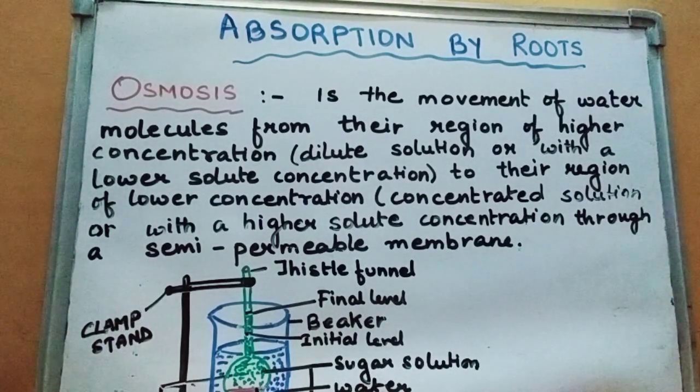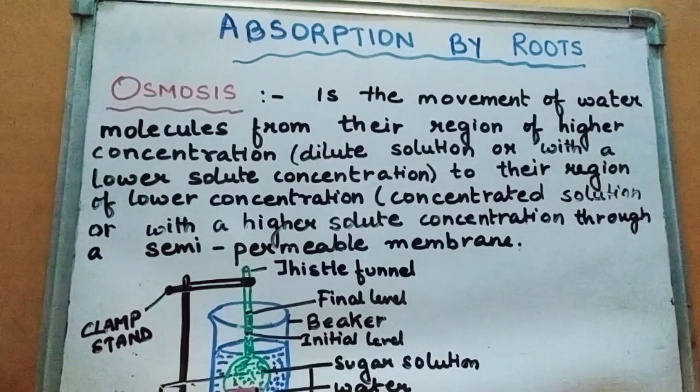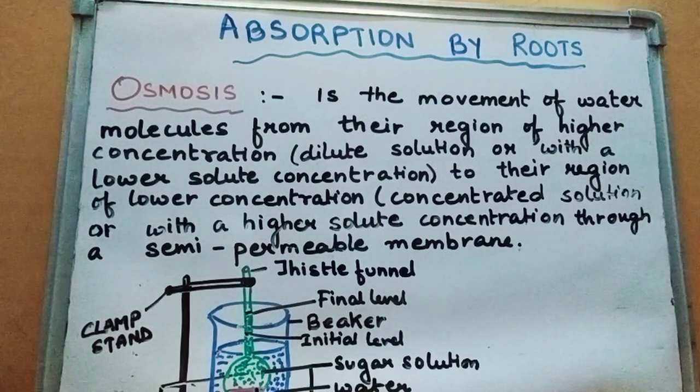So today, with the chapter Absorption by Roots, the next process after imbibition and diffusion is osmosis. Now osmosis is one of the most important processes here, and how the water molecule passes from the soil to the root, and what is the phenomenon of osmosis, we come across in this video today.